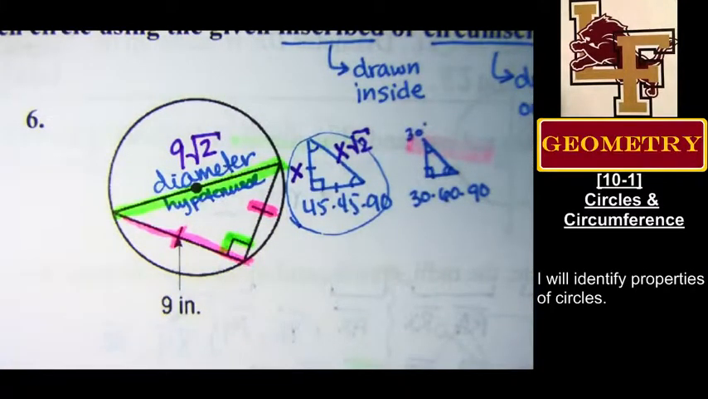Which I don't need to try to actually multiply. Don't give me decimals because I want the exact answer. So I'm going to leave it with the square root in there.